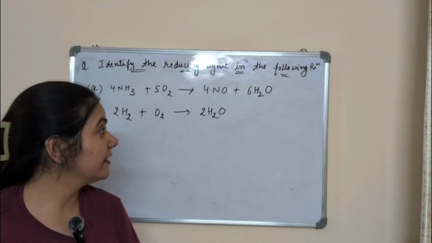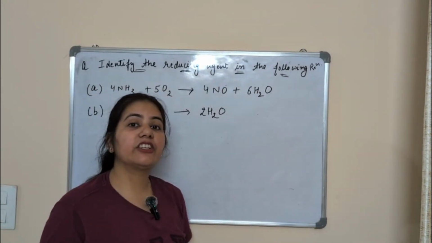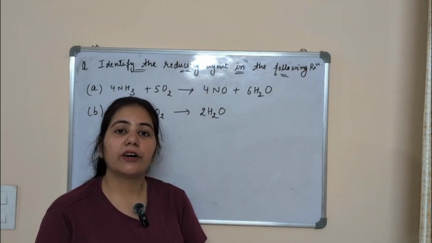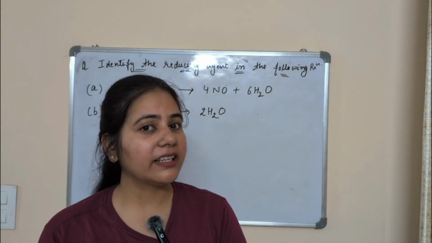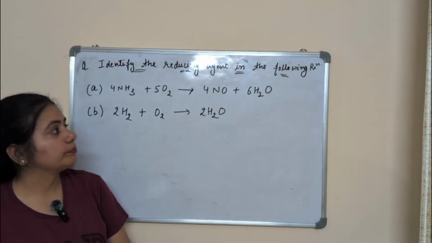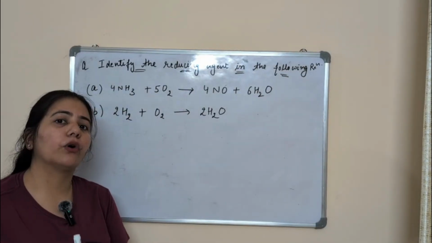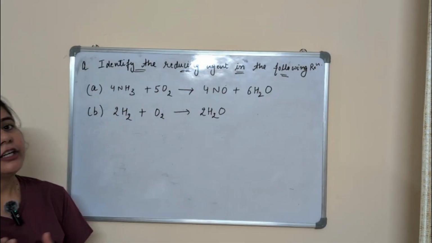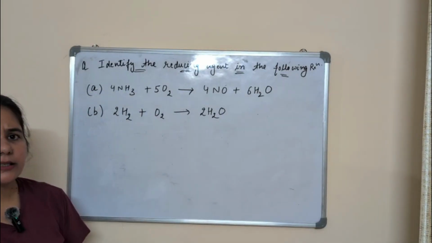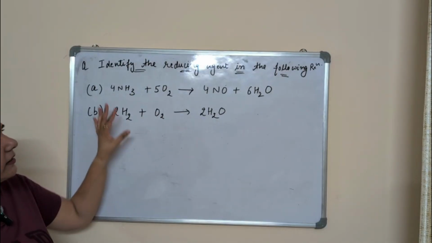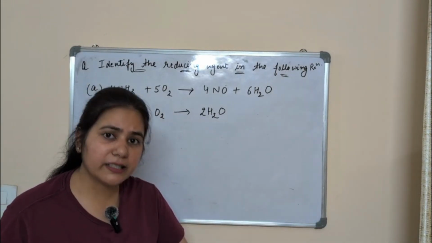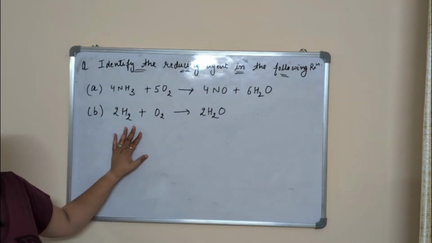So the next question is, identify the reducing agent in the following reactions. We know what reducing agents and oxidizing agents are. Oxidizing agents are the substances which are responsible for oxidation of others, that is, they undergo reduction. In a similar way, reducing agents are those which undergo oxidation. Just on this definition, we will identify which one is undergoing oxidation, or we can say which one is the reducing agent and which one is the oxidizing agent.